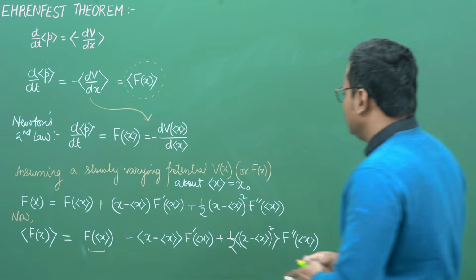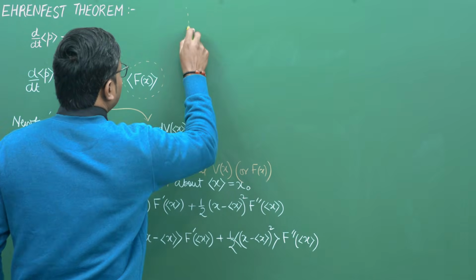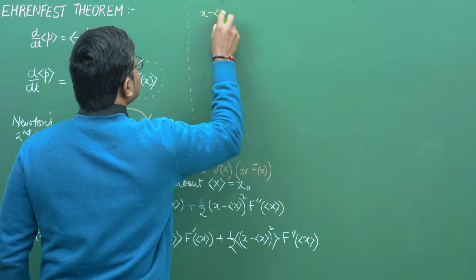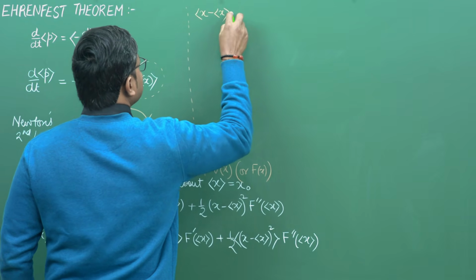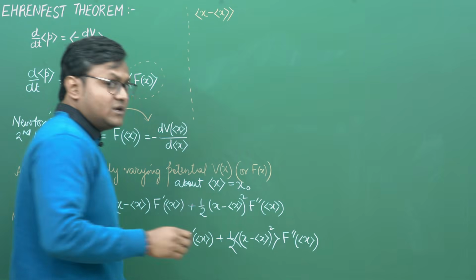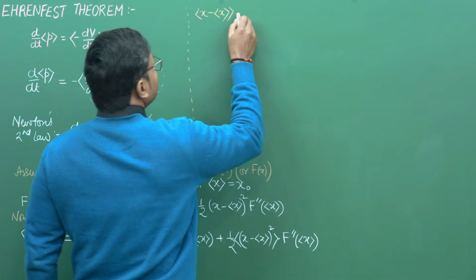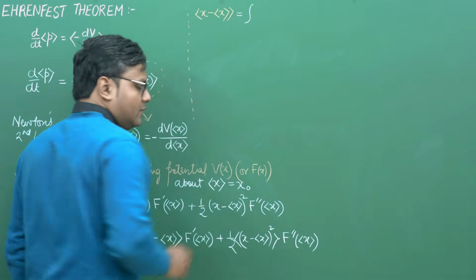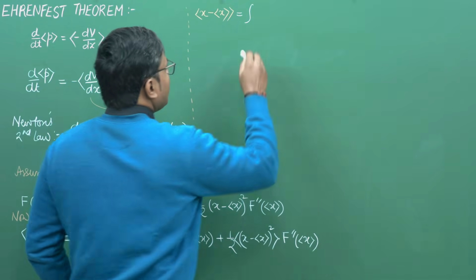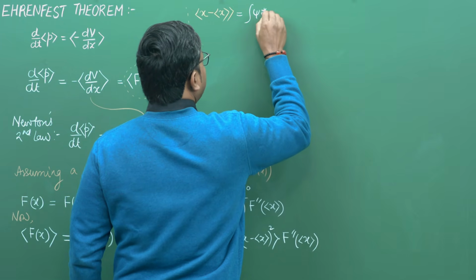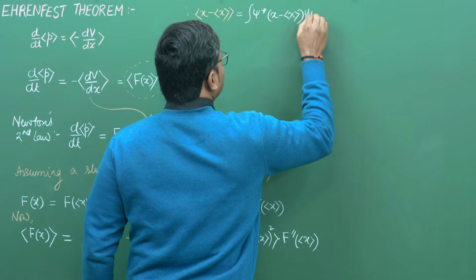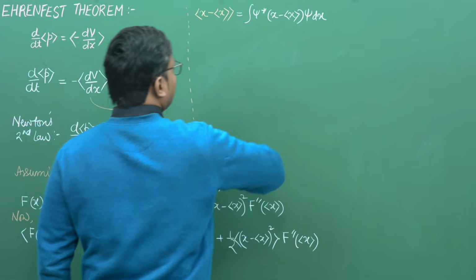Let's suppose this term x minus x naught, its average. What is this? If I just use the definition of expectation value of position, I can evaluate this particular term to be simply the integration of, what is the expectation value? You sandwich that term between psi star and psi. So I have psi star and you sandwich x minus x naught between psi star and psi, and then integrate between minus infinity and plus infinity.